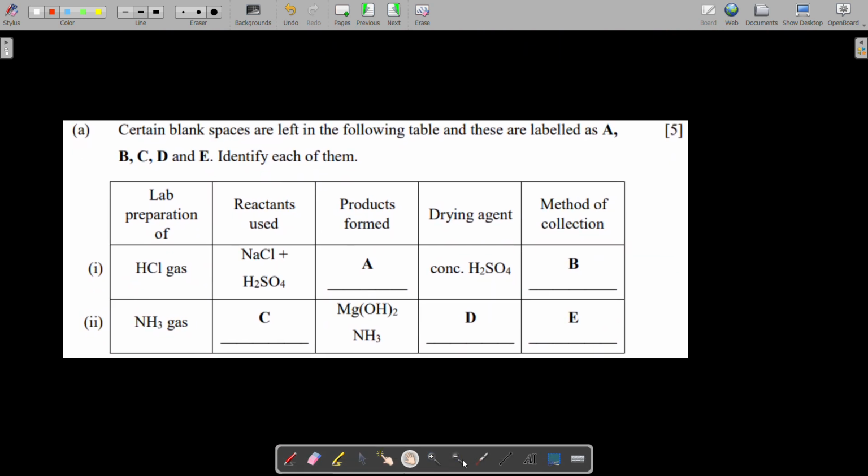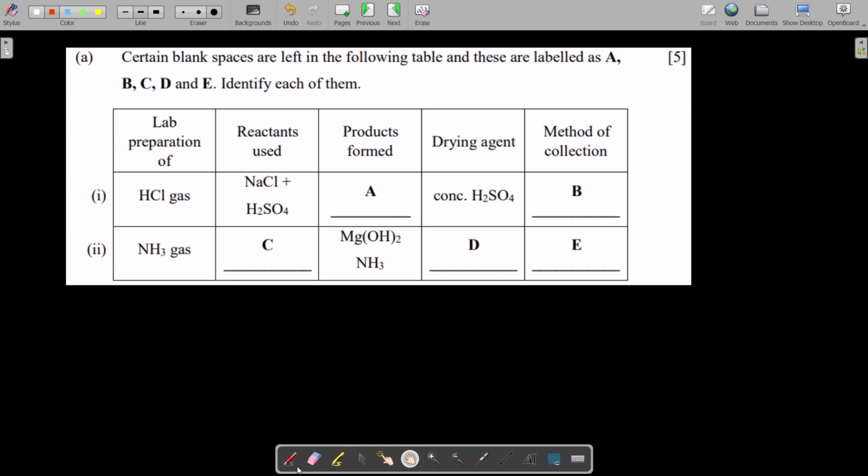Okay, come here. A, B, C, D, E, identify each of them. Okay, I will write here A. HCl gas, ammonia gas, reactants used HCl, they have given NaCl plus H2SO4. Okay, products formed in this.